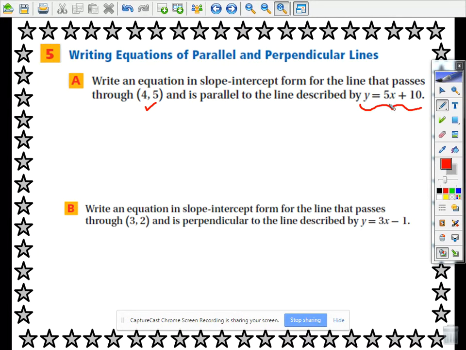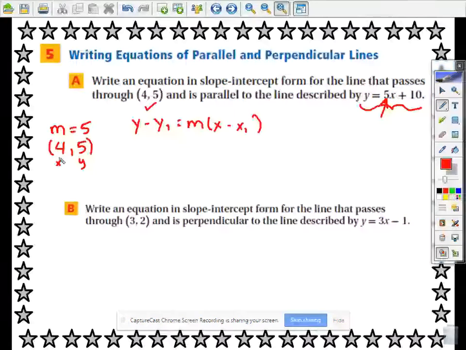Being parallel to this is a key component because I know that this slope is 5. So my new slope is also going to be 5. I also know that the point (4, 5) lies on that line. So that's an x coordinate and that's a y coordinate. So if I think about point slope form, y minus y1 equals m times x minus x1, I could plug these 3 pieces of information in and get an equation.